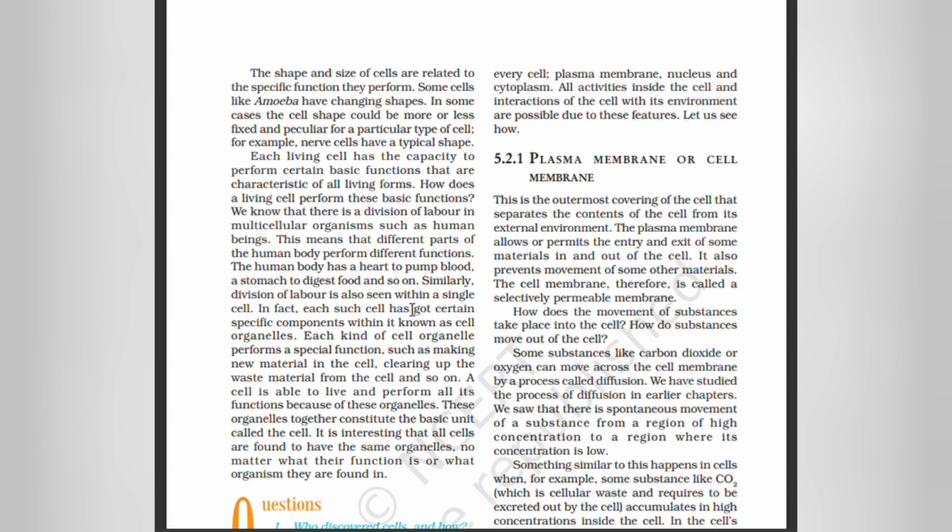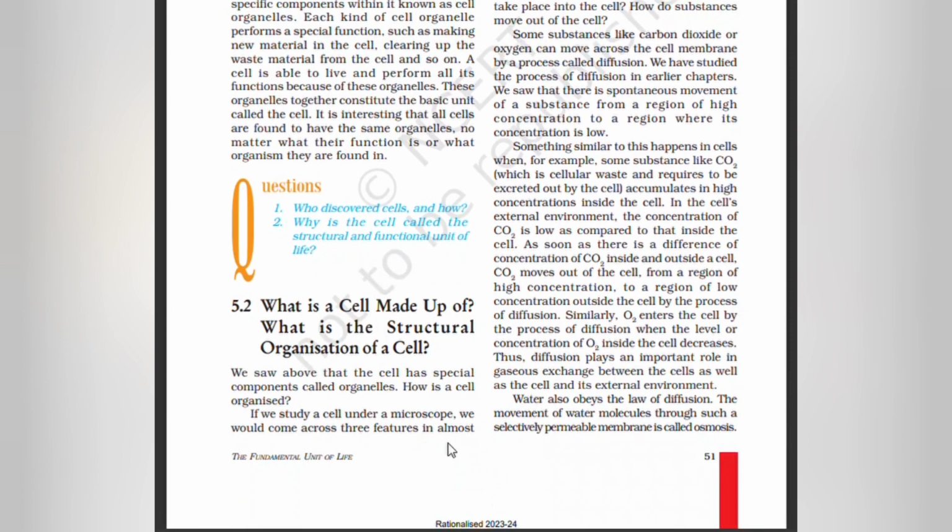Similarly, division of labor is also seen within a single cell. In fact, each cell has certain specific components within it known as cell organelles. Each kind of cell organelle performs a special function, such as making new material in the cell, clearing up the waste material from the cell, and so on. A cell is able to live and perform all its functions because of its organelles. The organelles together constitute the basic unit called the cell. It is interesting that all cells are found to have some of the same organelles, no matter what their function is or what organism they are found in.